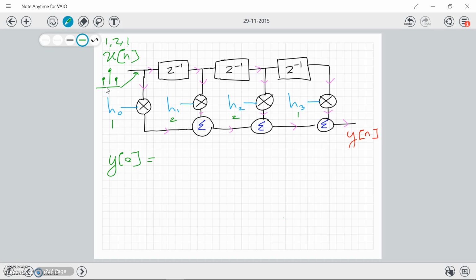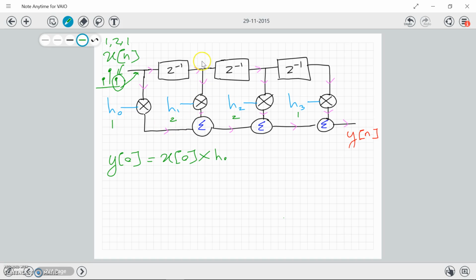So what's going to happen? The xn here is going to represent this value 1. Okay, so xn, and this time 0. So x0 multiplied with h0. You see h0 here, xn here, x0 here, multiplied with h0 here.